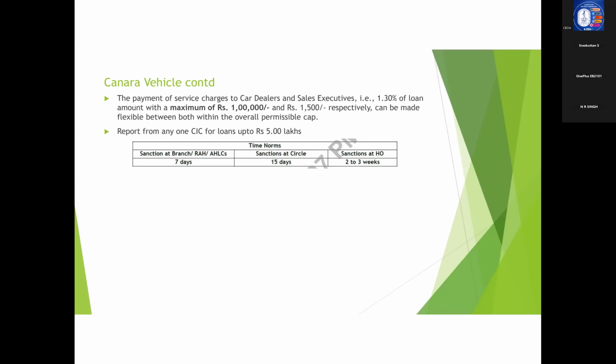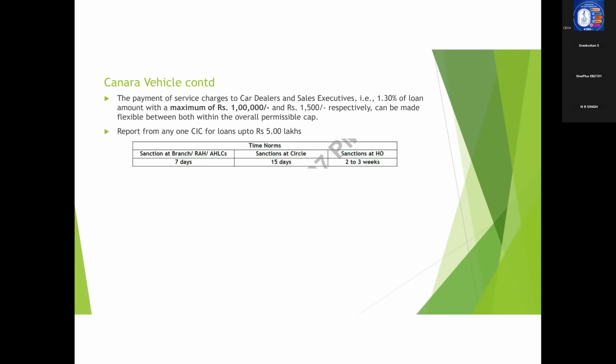Now, a report from one CIC for loans up to 5 lakhs. Suppose you are financing a car loan of up to 5 lakhs, you are required to take a report from only one CIC. In the case of housing loan, the amount is 10 lakhs. If you are financing a housing loan up to 10 lakhs, you need to take a report from any one CIC only. And if it is above 10 lakhs in the case of housing loan, you need to go for two CICs. And in the case of Canara four-wheeler, above 5 lakhs, it is two CICs.